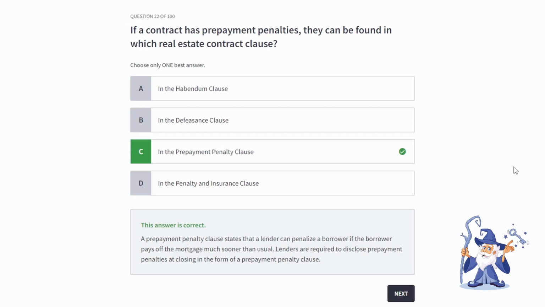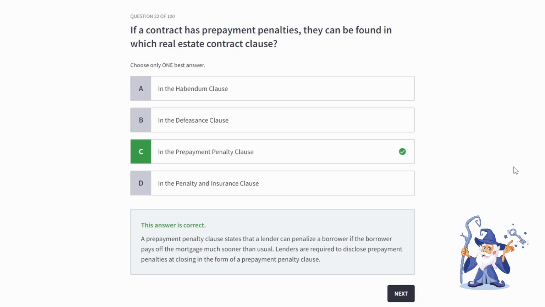Well, it states that a lender can penalize a borrower if the borrower pays off the mortgage much sooner than usual. Lenders are required to disclose prepayment penalties at closing in the form of a prepayment penalty clause. Now, the good news is they're becoming a lot less common, and this question, I believe, was on last year's exam, and I kind of explained that. But again, it's becoming less common because it's kind of predatory and not the most fair thing.